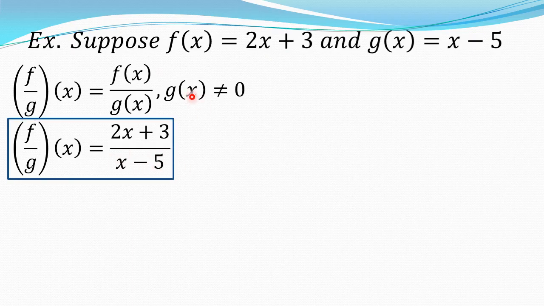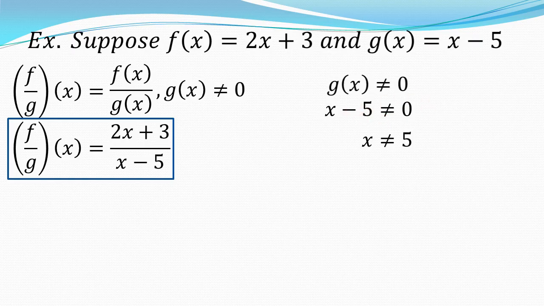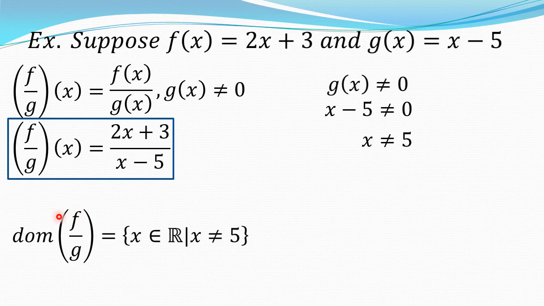But as for the domain, this is going to be your clue as to what the values of x are. So we put that to the side: g of x not equal to 0. And we just substitute this expression, x minus 5 not equal to 0. We transpose this to the other side. We get x not equal to 5. So we're going to include this in our expression for the domain, which is this one.